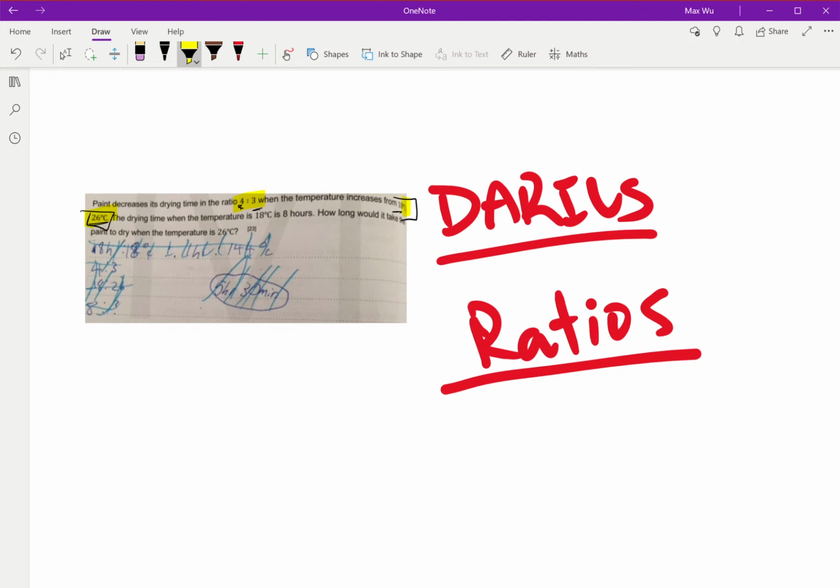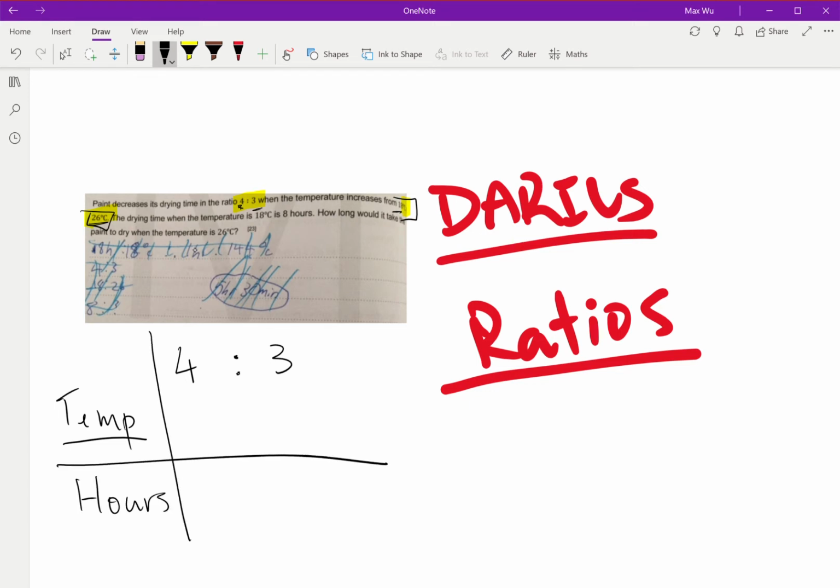Well, like a lot of these questions, I think the difficulty is in laying it out, right? So how would we lay out the question? Well, we'll quickly say the ratio first. It's 4 to 3. And when we have ratios, we'll have one line for temperature and one line for hours, okay? Great. We know the ratio is 4 to 3, and it says the temperature is in a ratio of 4 to 3 from 18 to 26 degrees Celsius, right?